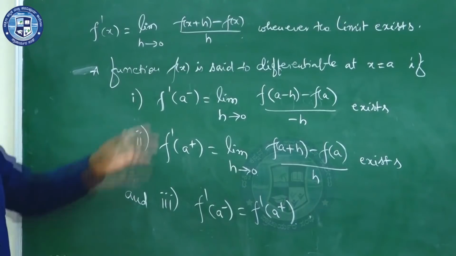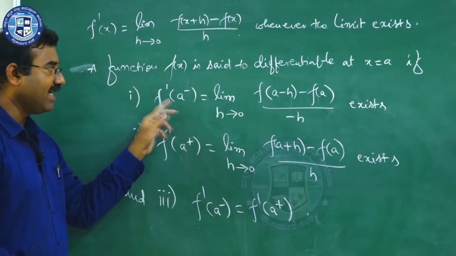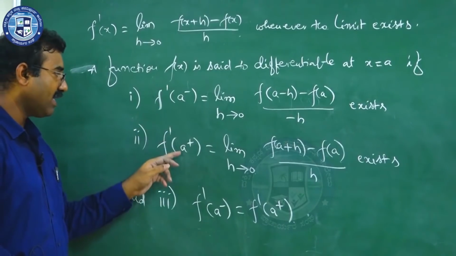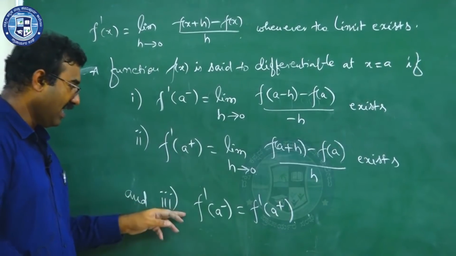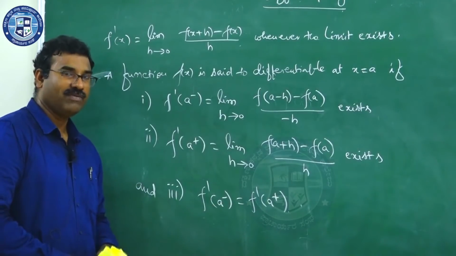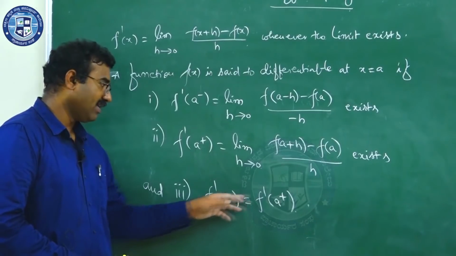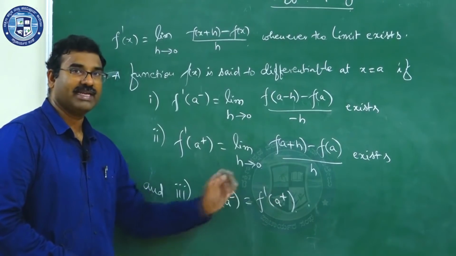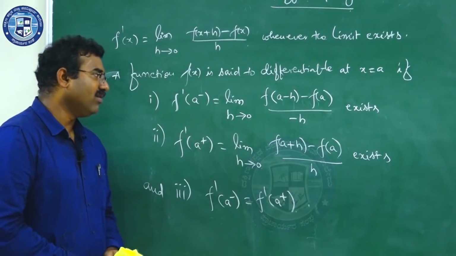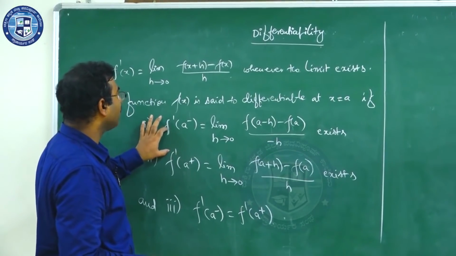Okay, a function f(x) is said to be differentiable at x equal to a if the left hand derivative at x equal to a exists, the right hand derivative at a exists, and f dash of a minus is equal to f dash of a plus. Here f dash of a minus means it is a left hand derivative, and f dash of a plus is the right hand derivative at x equal to a. How we got these formulae, I will explain to you.